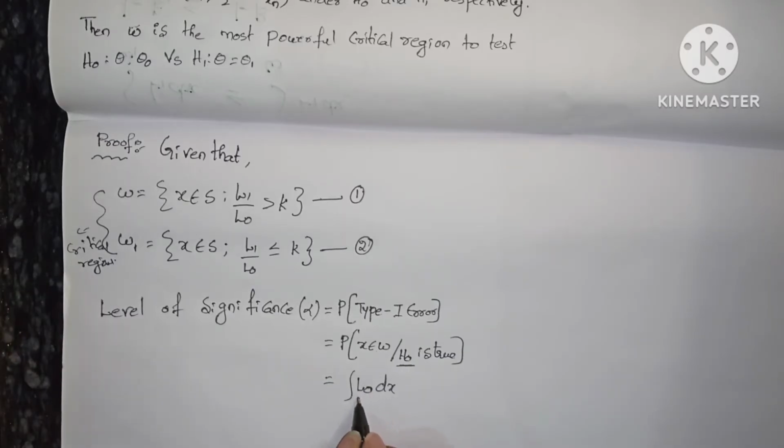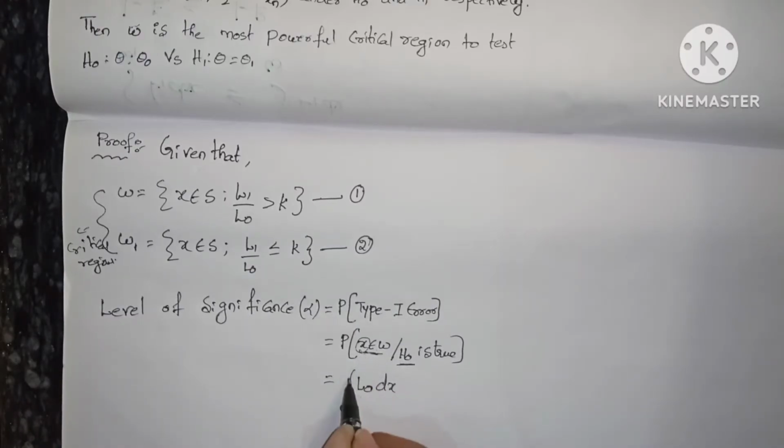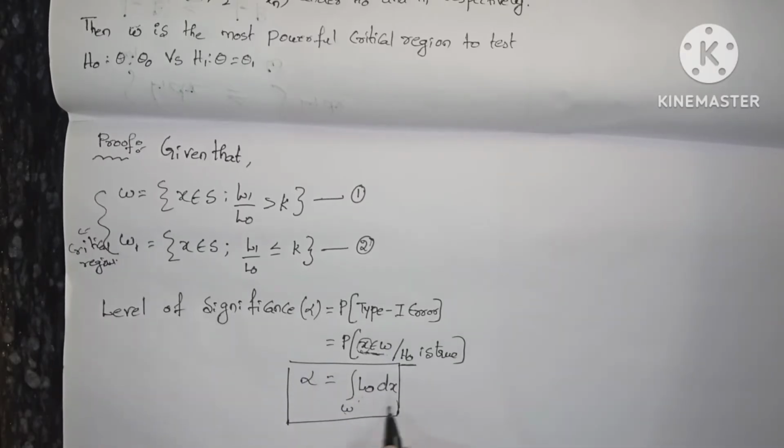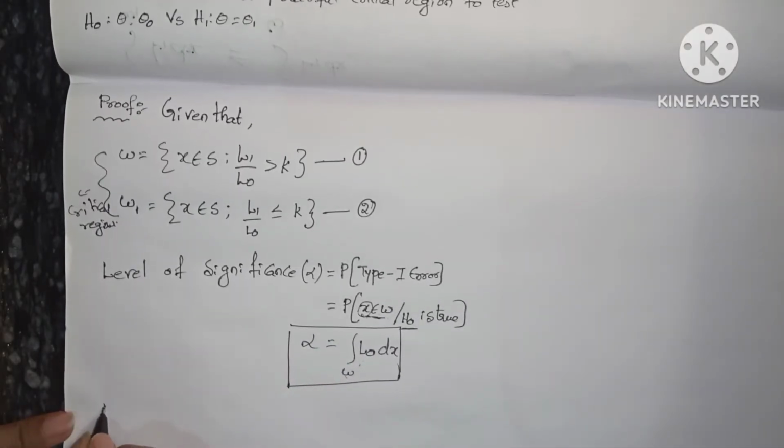That's why we denote it with the integral of L0 dx over omega. Why? Because here the x limits belong to omega, so over omega we have to write. This is the alpha value. Okay, similarly, what we have to do is take the power of the test.